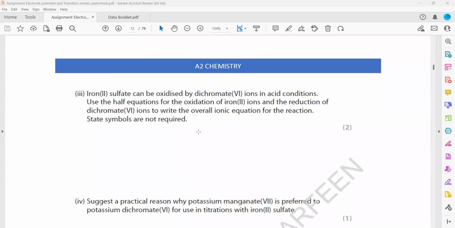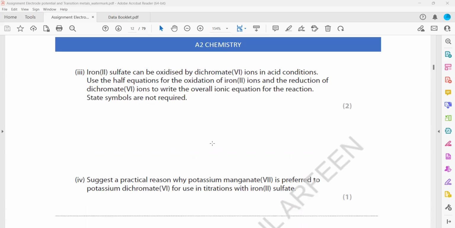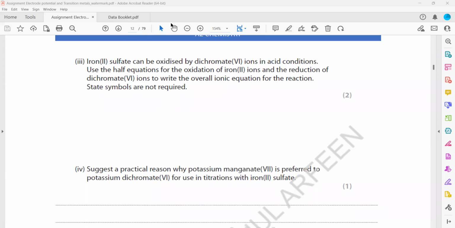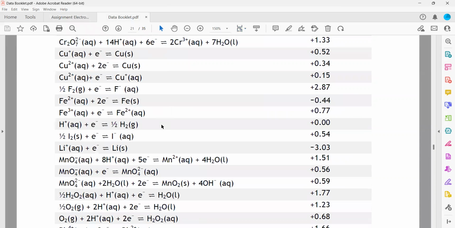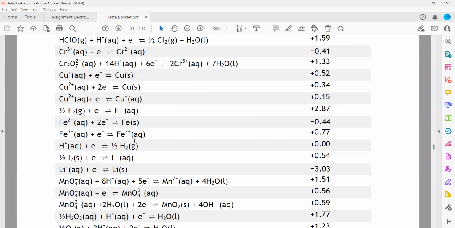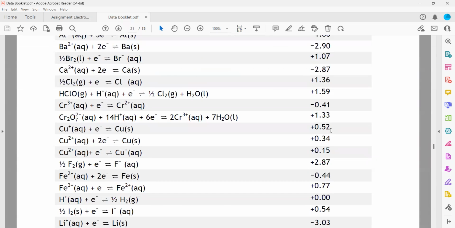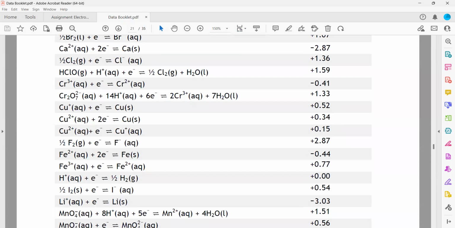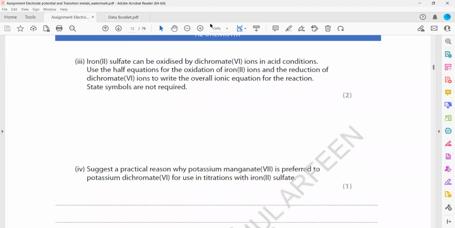Then iron 2 sulfate can be oxidized by dichromate in acidic condition. Use the half equation for oxidation of iron ion and reduction of dichromate ion. Write an overall equation. So the same way as we did in the previous question, we have the equation for iron 3 and iron 2, which is 0.77, and the dichromate is also there. So it will be simply the reduction minus oxidation. You can write the half equations and then combine them together.